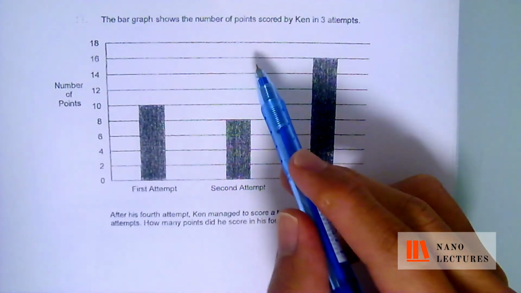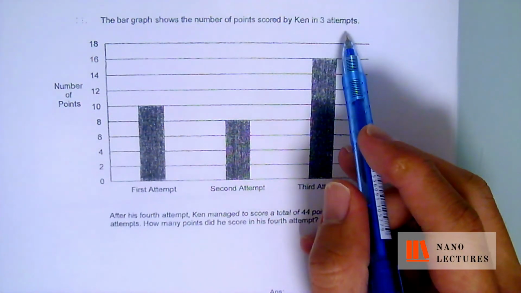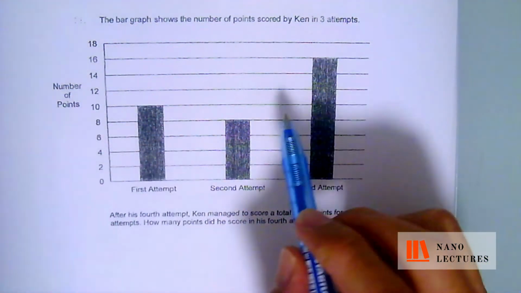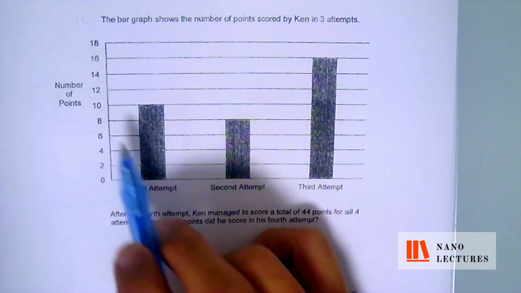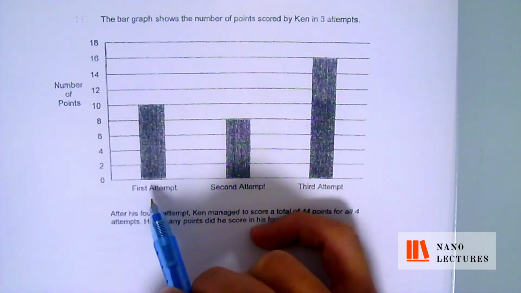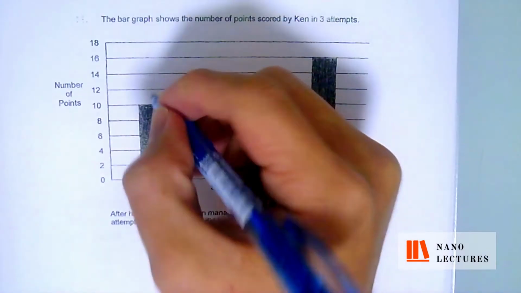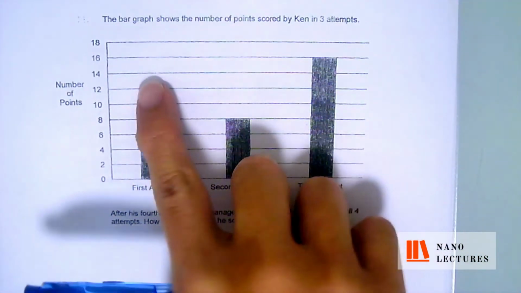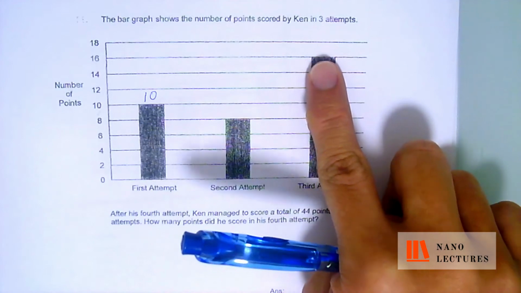A bar graph shows the number of points scored by Ken in 3 attempts. Probably a competition, it's probably not an exam. You see, the first attempt 10 points. What I always tell my students is actually this: your first attempt 10 points, right? Go write down 10 at the top, so that while you're doing the working, you don't always have to keep on reading the graph. It's going to be a big waste of time.